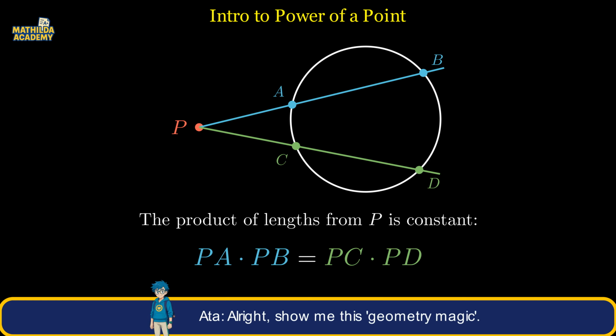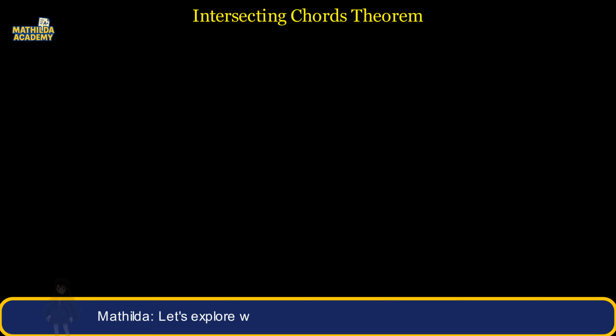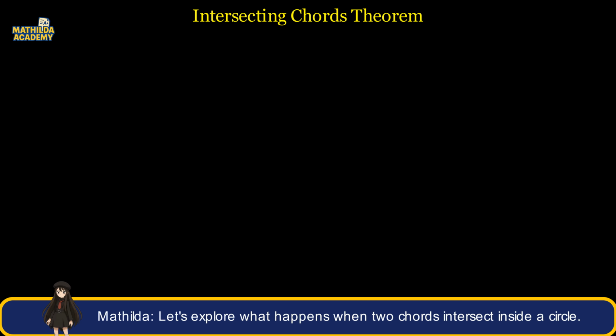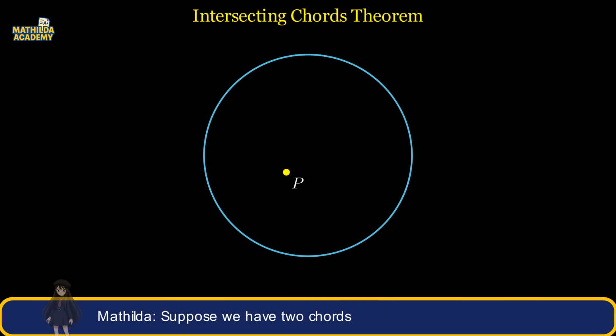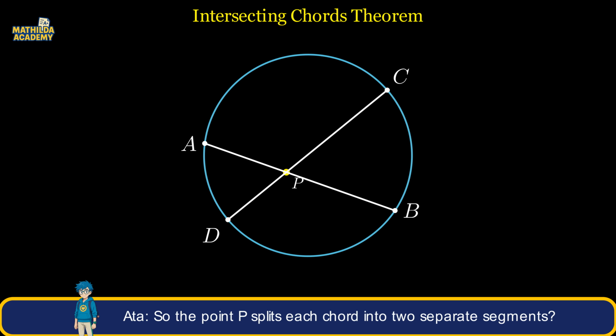All right, show me this geometry magic. Let's explore what happens when two chords intersect inside a circle. Suppose we have two chords, AB and CD, which meet at point P. So the point P splits each chord into two separate segments?